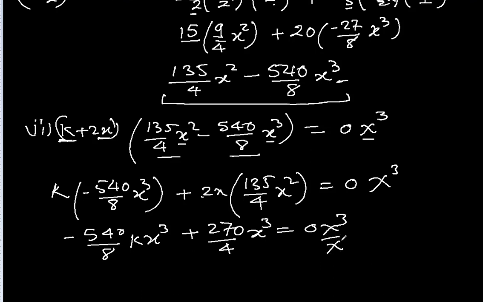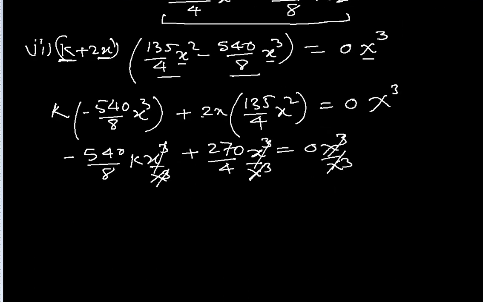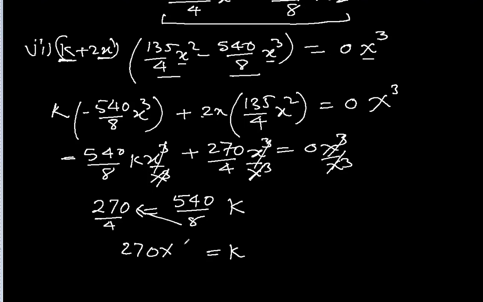All of them have x cube, so let's get rid of x cube. We will be concerned only with the coefficients. So we have minus 540 over 8. Let's bring it to the right side and keep 270 over 4 here. So minus 540 over 8k will become positive 540 over 8k. And now we want to find the value of k. Let's keep k here and cross multiply this. 8 multiplies with 270, and 540 multiplies with 4.